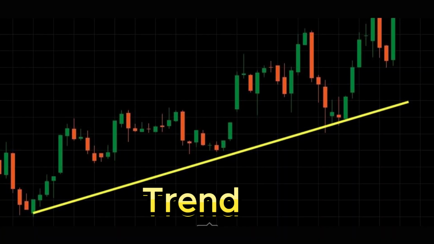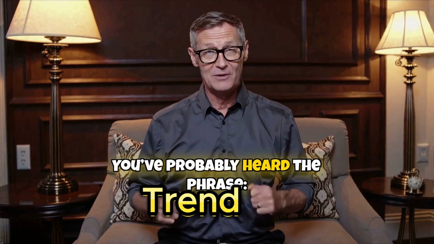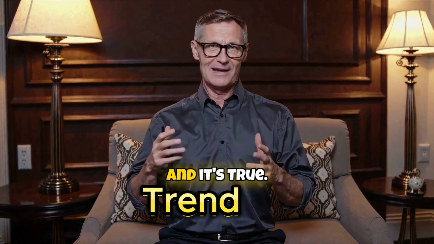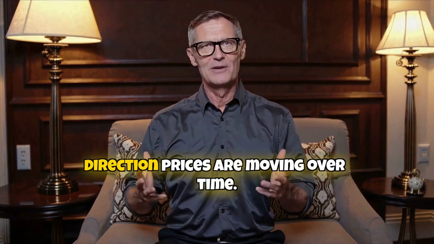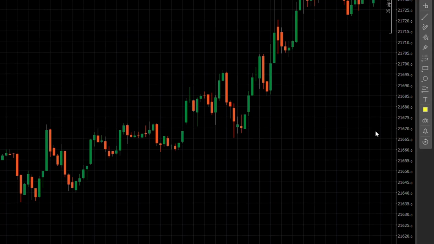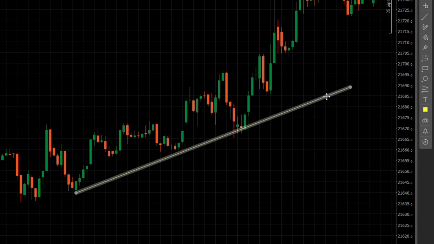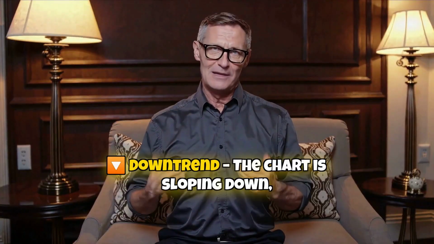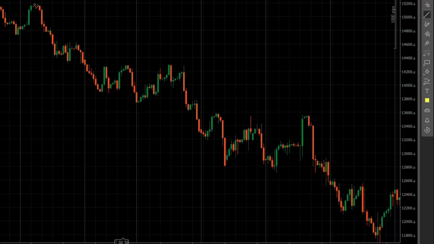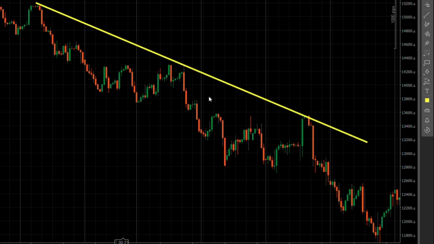Trend, the market's direction. You've probably heard the phrase, the trend is your friend, and it's true. A trend is just the general direction prices are moving over time. Uptrend. The chart is going upward, forming higher highs and higher lows. In simple terms, the price keeps going up. Buyers are in control. Downtrend. The chart is sloping down, forming lower highs and lower lows. The price is dropping. Sellers are dominating.